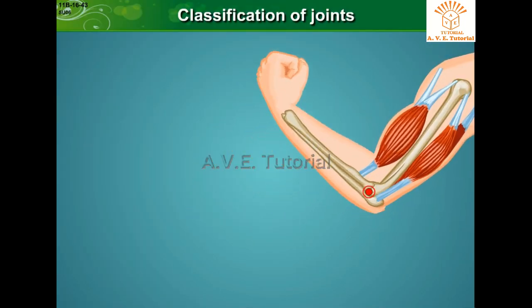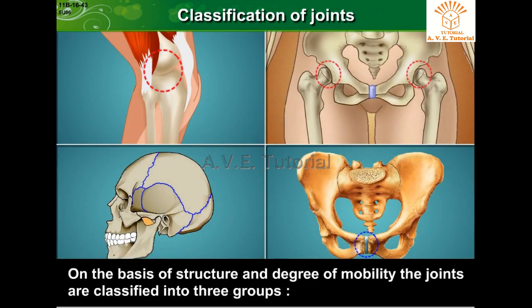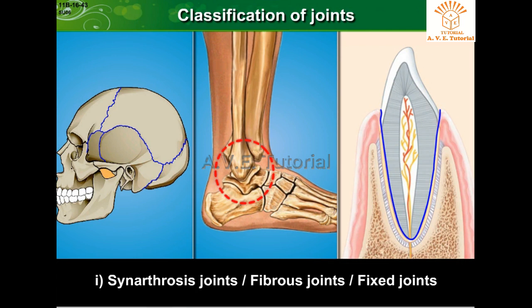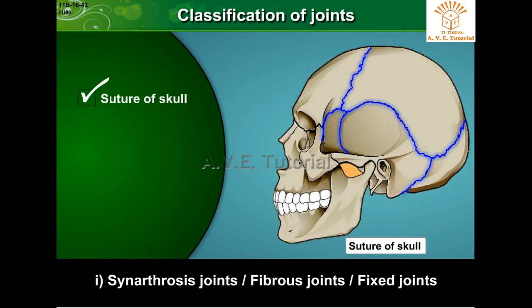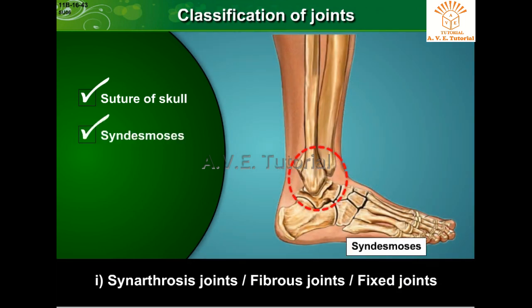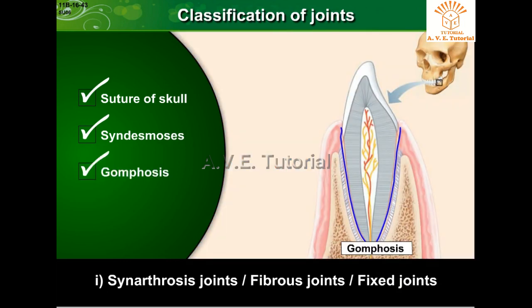Classification of joints. On the basis of structure and degree of mobility, the joints are classified into three groups. First, Synarthrosis or fibrous joints or fixed joints. For example: 1. Sutures of skull, 2. Syndesmoses, 3. Gomphosis or peg and socket joint.